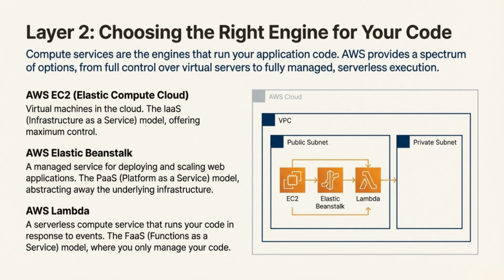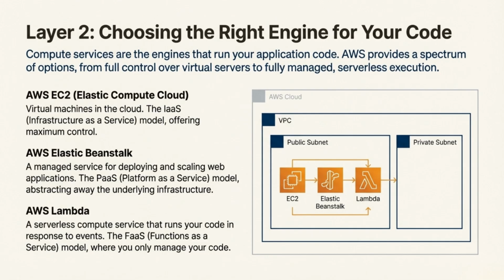Layer 2: choosing the right engine for your code. Compute services are the engines that run your application code. AWS provides a spectrum of options, from full control over virtual servers to fully managed serverless execution.